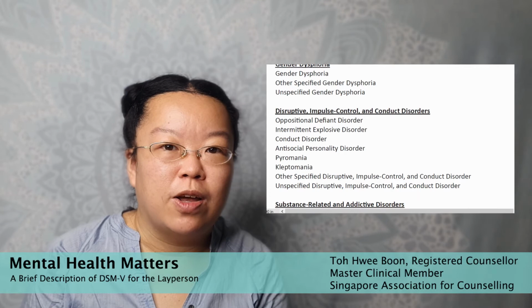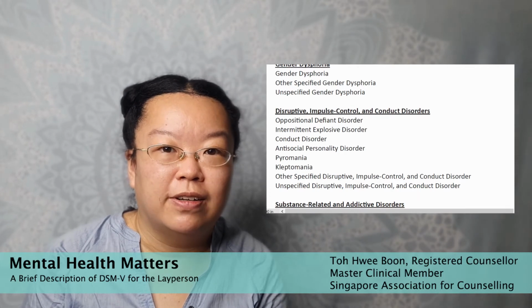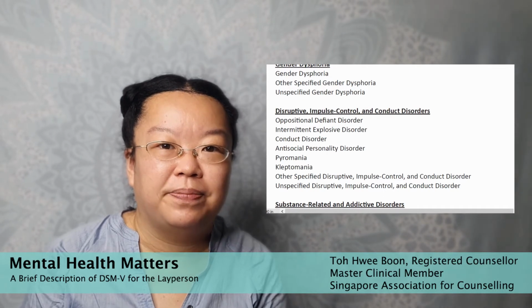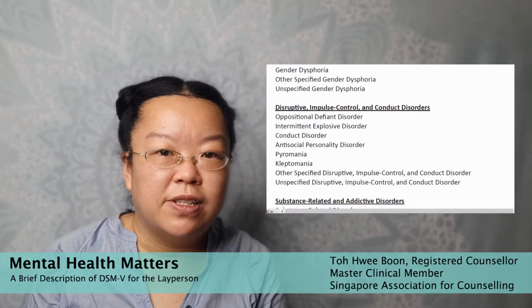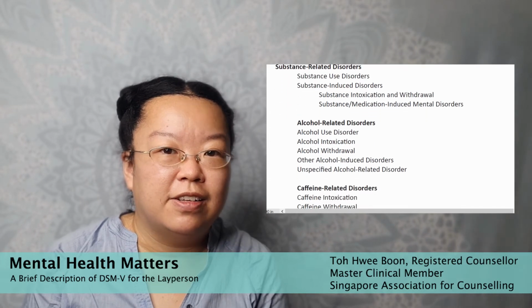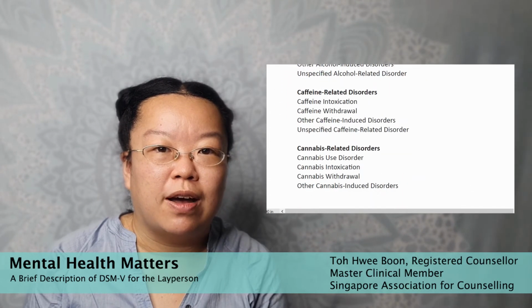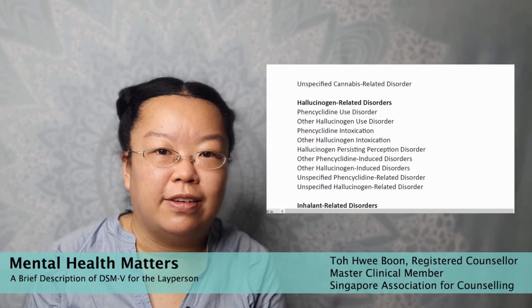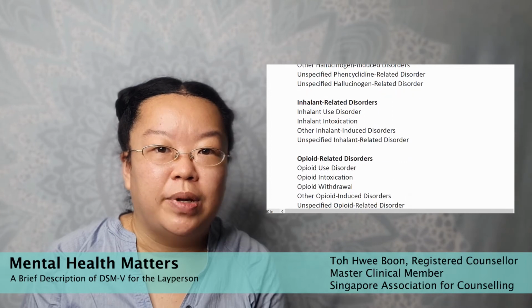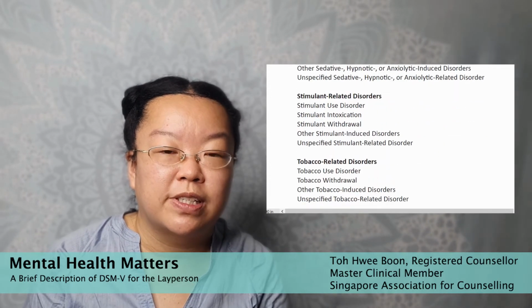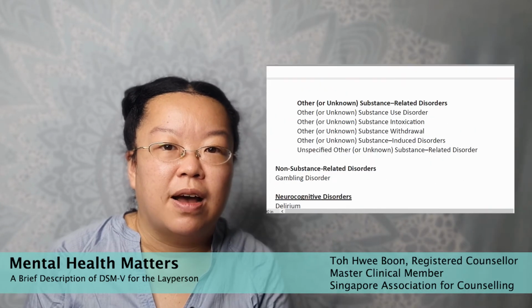Okay. Then you have disruptive impulse control and conduct disorders. So issues like oppositional defiant disorder, or conduct disorder, or impulse control disorder, they are parked here. Substance-related and addictive disorders. Under this group, you have those who are alcoholic or are on drugs, drug addicts, or that they are gamblers. So all those people who have addiction issues due to substance or behaviors are parked here.